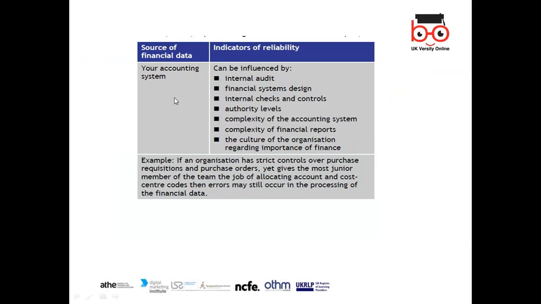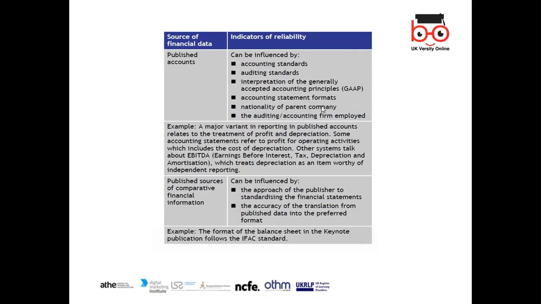Your accounting system is normally internal. They give us a lot of information. Internal audit report, financial system design, internal check, authority level, accounting system, financial report, culture within our organization. All these are internal, and they provide the data as well. Sources of financial data: published accounts, accounting standards, which is how we record information.